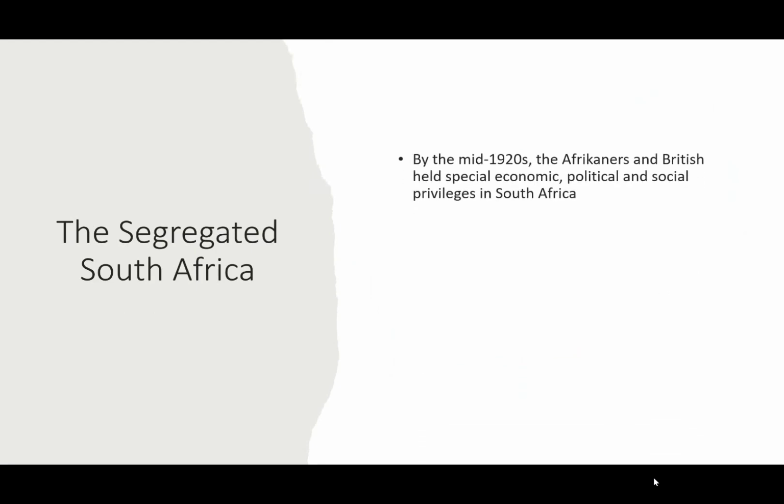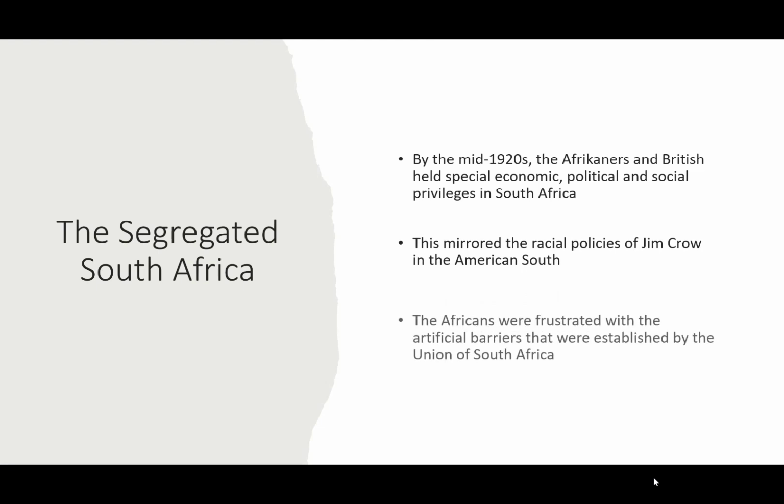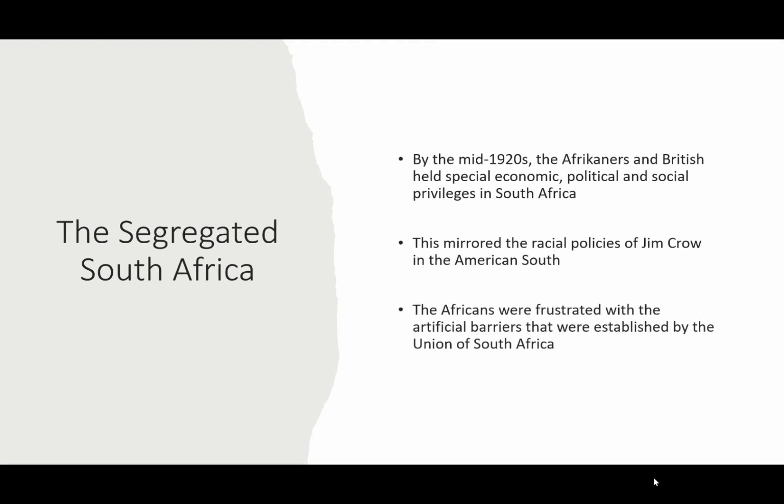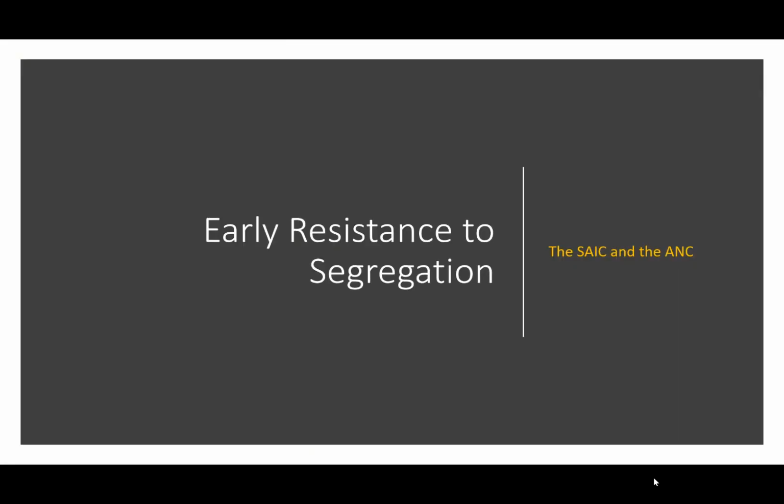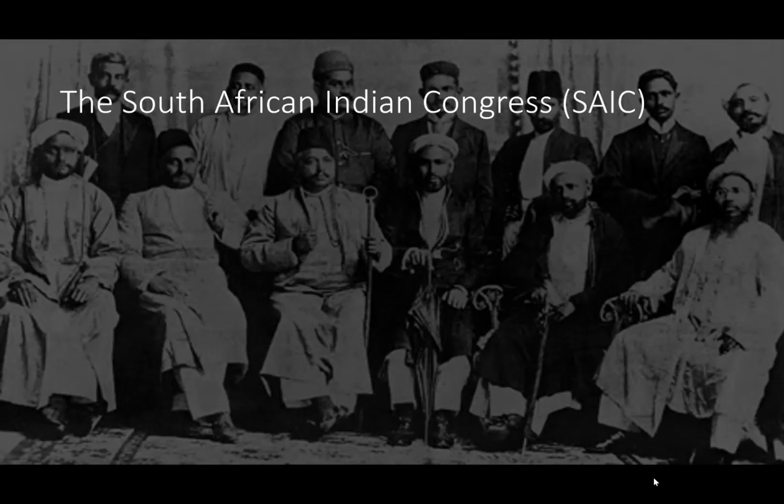So now all of a sudden we see this segregated South Africa. By the mid 1920s, Afrikaners and British held special economic, political, and social privileges. This mirrored the racial policies of Jim Crow in the American South. And the Africans became more and more frustrated with these artificial barriers. Of course, they weren't excited about being part of the Union of South Africa, as they were not granted any of the benefits of belonging. Well, in the midst of all this, there is going to be early resistance.